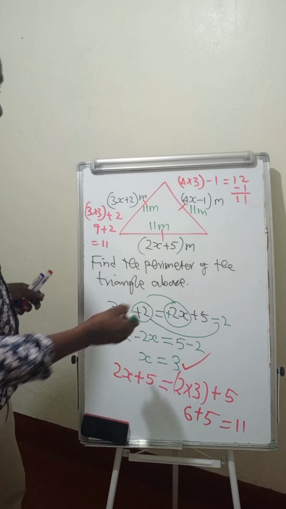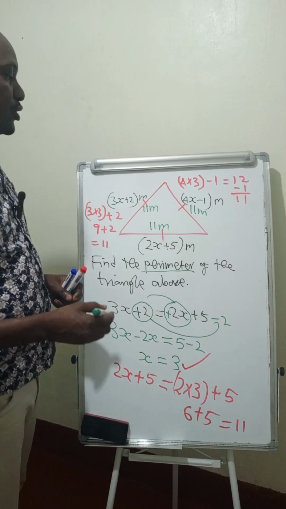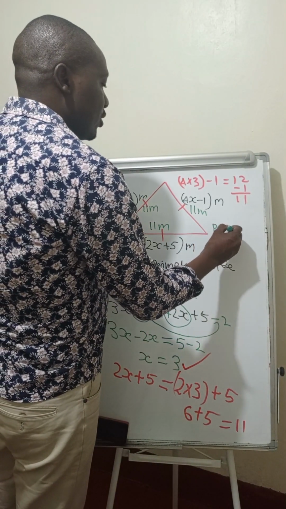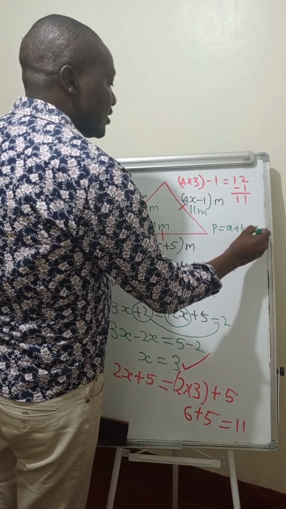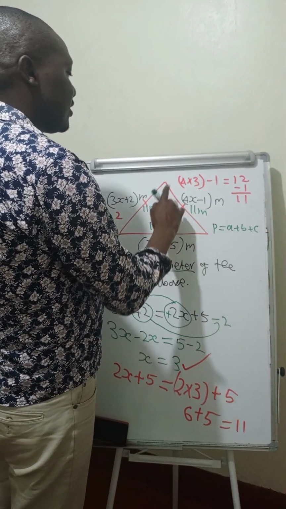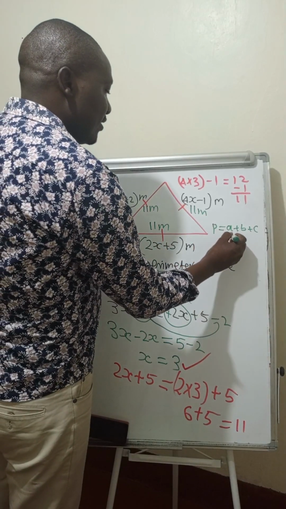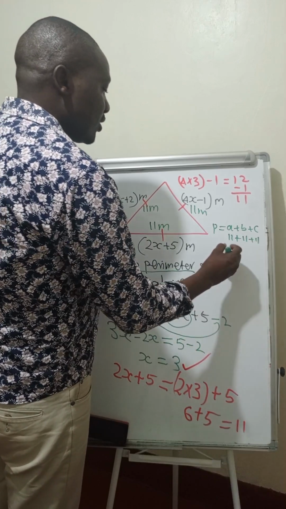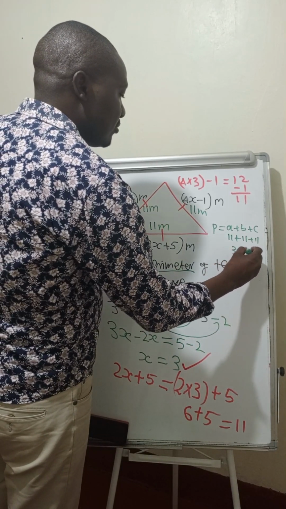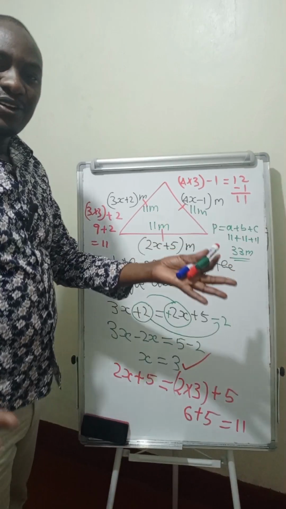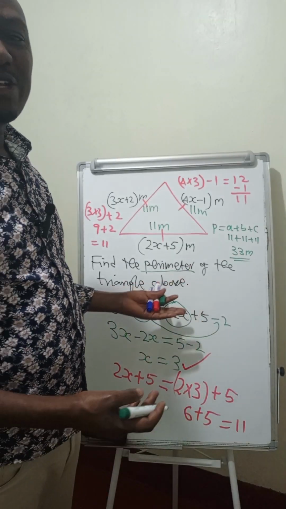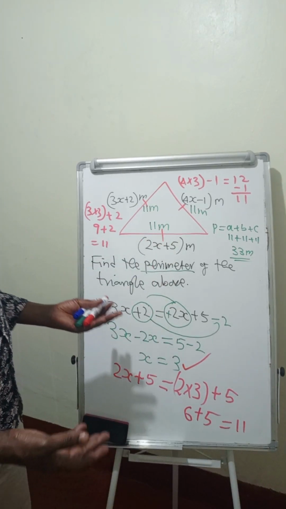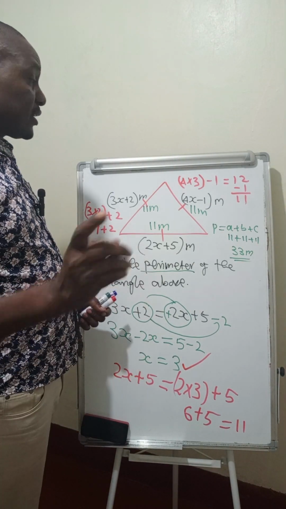Now the question is find the perimeter. So the perimeter of a triangle is always A plus B plus C. A, B, and C are the three sides. So this is 11 meters plus 11 meters plus 11 meters, which will give you 33 meters. Wonderful. Clap for yourself. So look at how the knowledge of algebra can help us to solve questions that sometimes give us headache.